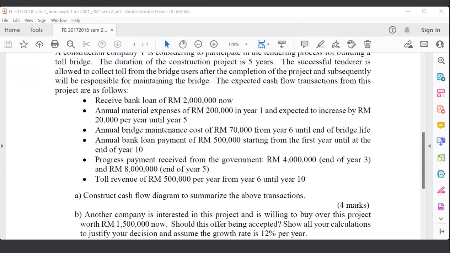So in this question, there's only one that uses the capitalized cost, right, Doctor? Yes, correct. If anyone wants to check whether your cash flow diagram is correct or not, you can check with me. I try to help you as much as possible.